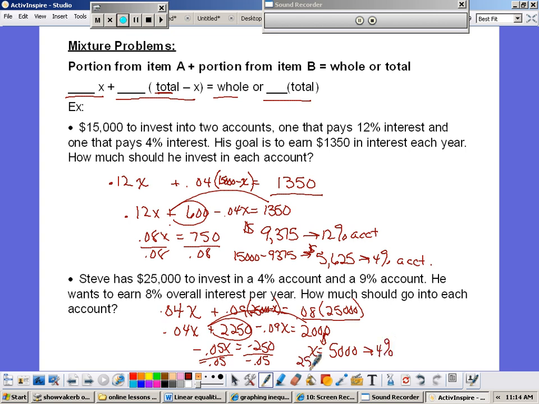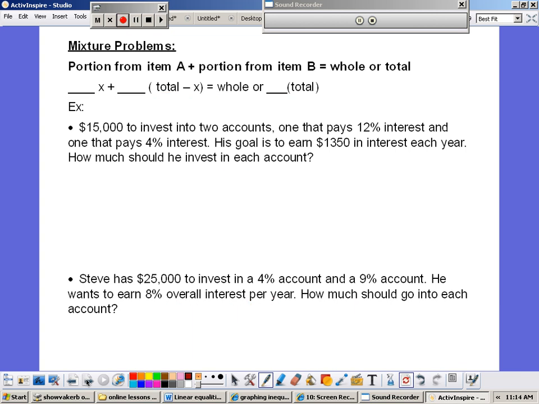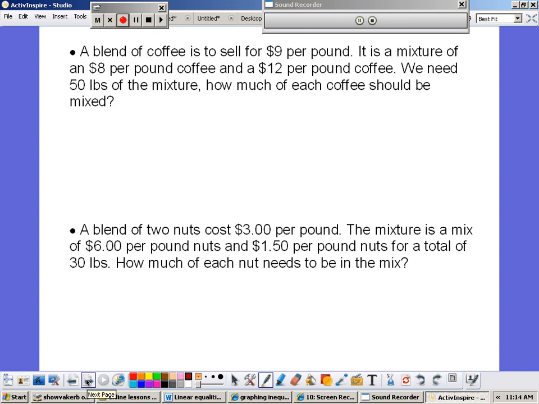25,000 minus my 5,000 leaves me 20,000 in my 9% account. They're done very similar. Now let's get away from money. Let's get into coffee and nuts.